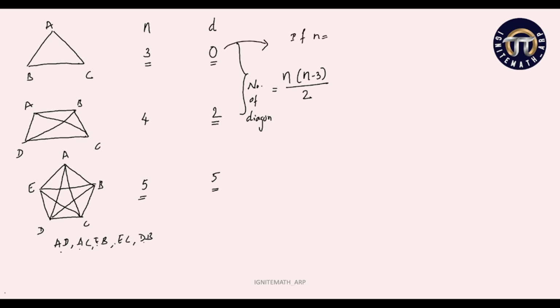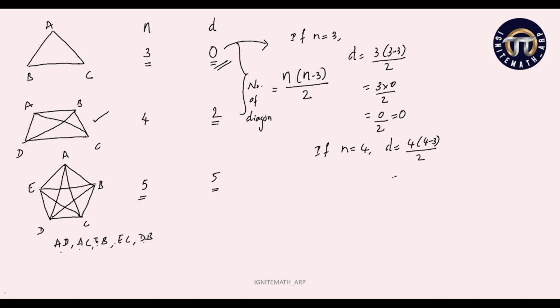If n is equal to 3, then the number of diagonals is 3 into 3 minus 3, by 2. So that is 3 into 0 by 2. Any number multiplied by 0 is 0. 0 divided by 2 is 0. See, the number of diagonals is 0. For a quadrilateral, n is equal to 4, so the number of diagonals is 4 into 4 minus 3, by 2. That is nothing but 4 into 1 by 2. 2 ones are 2, 2 twos are 4. See, the number of diagonals we have got is 2.